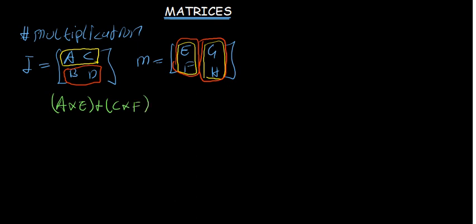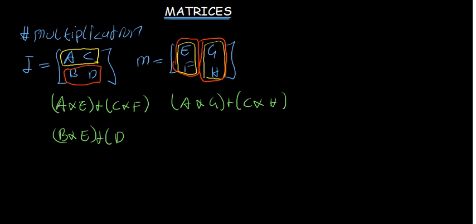Okay, then again the first row by the second column. So we're saying now our A again multiplied by what? Our G. We close, plus what? Our C multiplied by what? The H. Then you come to the second one. The second one, you're going to have your B multiplied by what? Your E. You close, you add, you open again. Our D multiplied by what? Our F. You close, you open again.